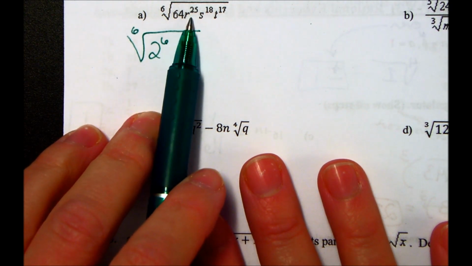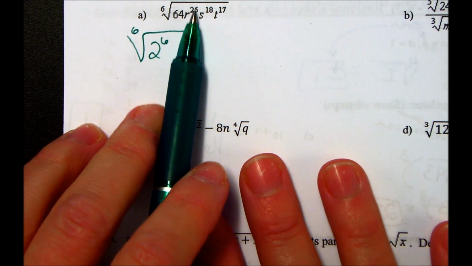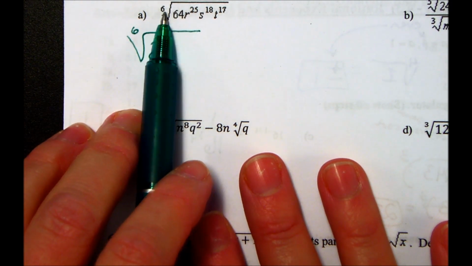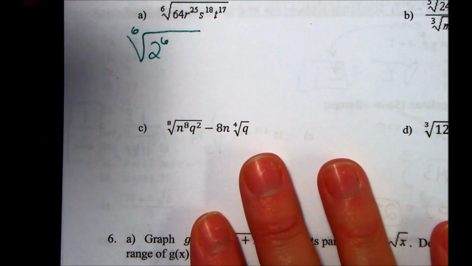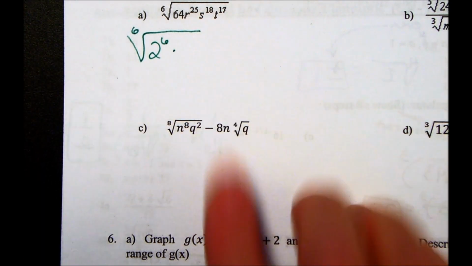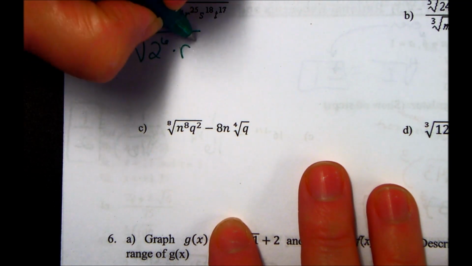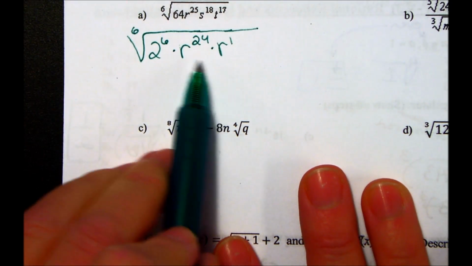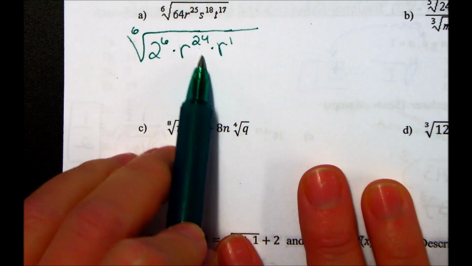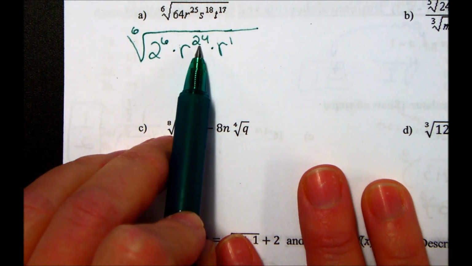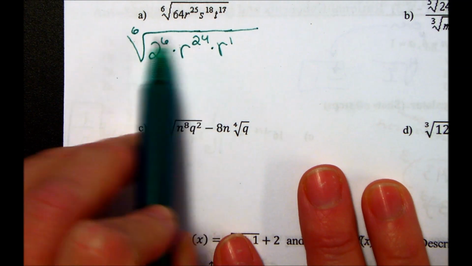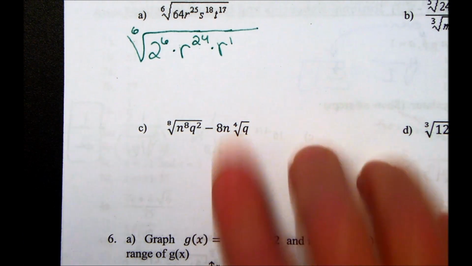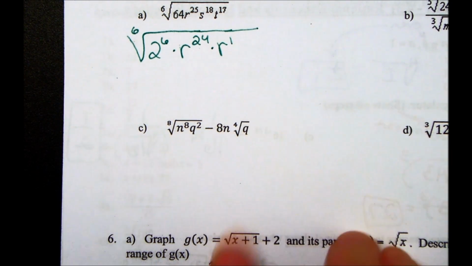Now the r to the 25th power, I'm going to need an exponent here that can be divided by 6 evenly. Well, 25 cannot be divided by 6 evenly. However, if I factor the r to the 25th into r to the 24th times r to the 1st, now the 24 can be divided by the 6th. So r to the 24th power is a perfect 6th power because it's basically r to the 4th taken to the 6th power. But this r to the 1st is going to be left over.